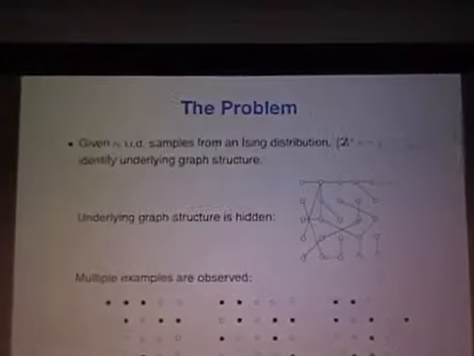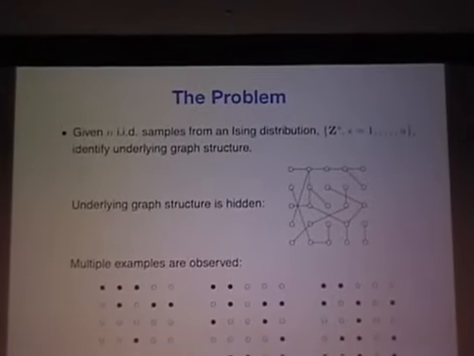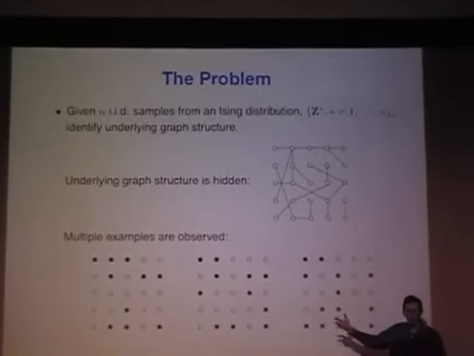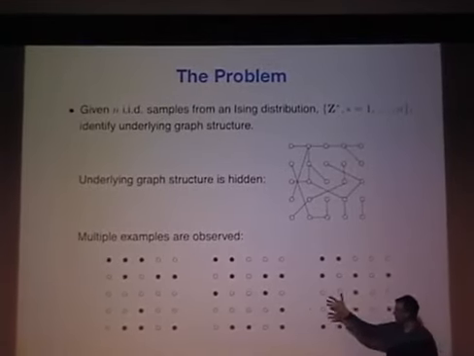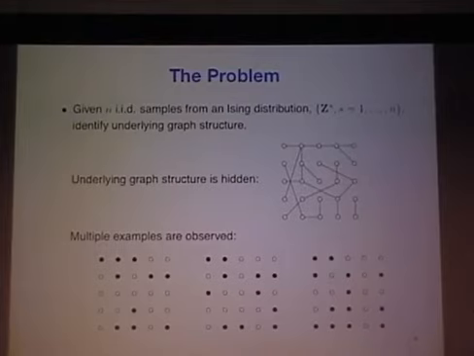So the problem that I'm going to address is we have this graph, but the graph is unknown to us. And all we observe are these examples. Say we're in the binary case where each node is labeled either 0 or 1. So we have these labeled examples, and we want to, from those examples, learn the structure of the graph. That's the problem I'm interested in.